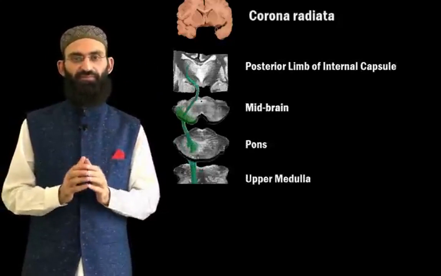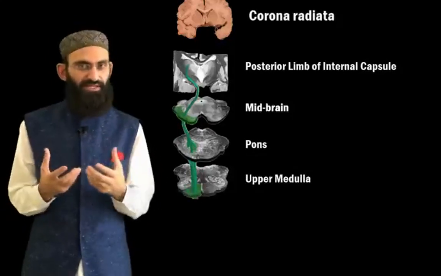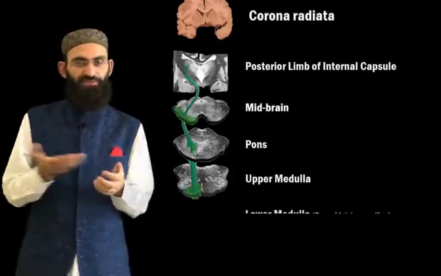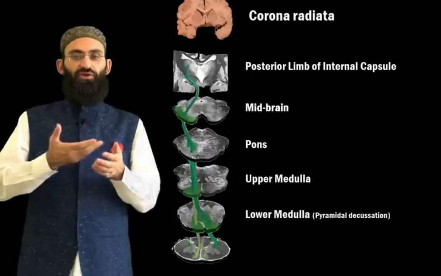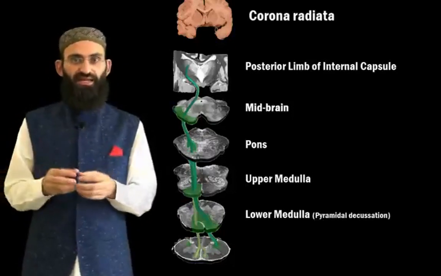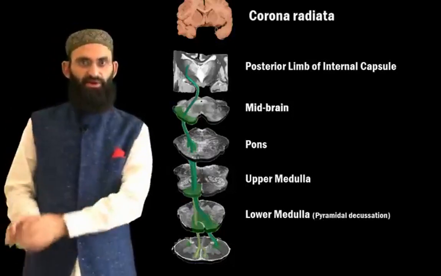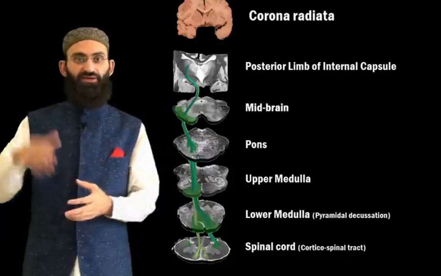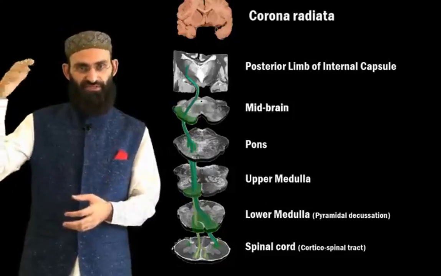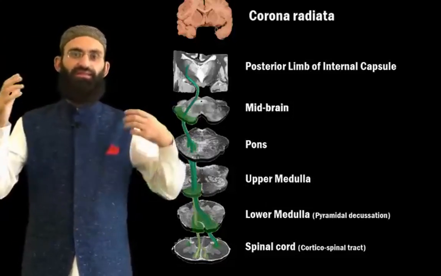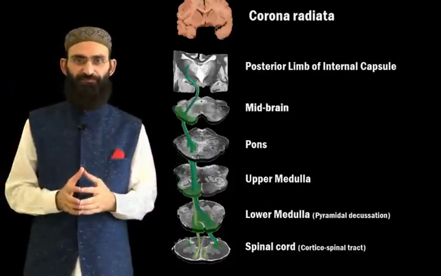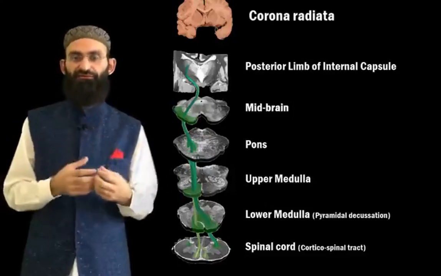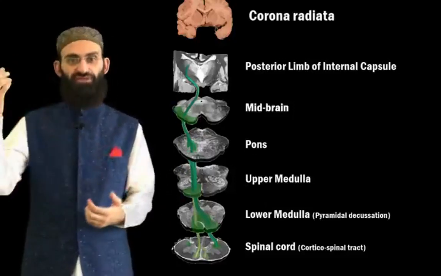But to make things complicated and a bit tricky for medical students, these fibers take a sharp turn at the level of the lower medulla. They cross the midline, go to the other side, and then descend in the spinal cord as the lateral corticospinal tract. So that means right-sided pyramidal neurons will innervate left-sided spinal motor nuclei. So the spinal nuclei get their innervation only from one side, and that is the contralateral side.